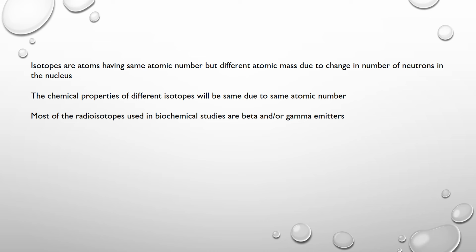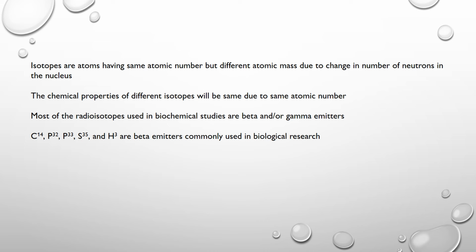Most of the radioisotopes used in biochemical studies are beta and gamma emitters. Sometimes they emit only beta or only gamma, or sometimes both beta and gamma, depending on the disintegration. The main elements used in biological research are carbon-14, P32, P33, S35 and tritium, which are beta emitters commonly used in biological research.